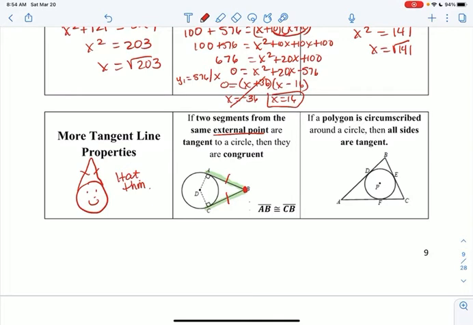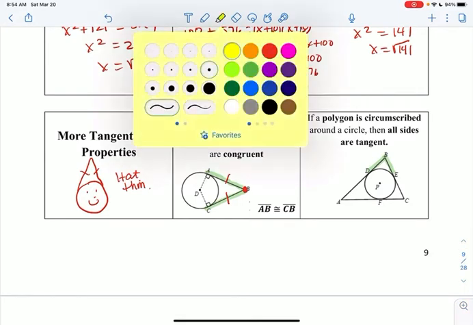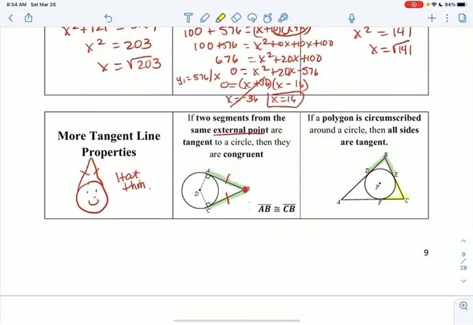So if a polygon is circumscribed around a circle, then all sides are tangent. So basically, I'm going to color them, highlight them. These 2 sides are tangent, so they're equal. These 2 sides are tangent, they're equal. And these 2 sides are tangent, those are equal. All right, so DB is congruent to BE, EC is congruent to FC, and AF is congruent to AD.